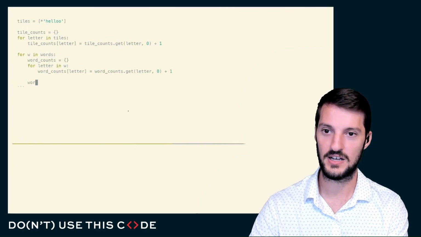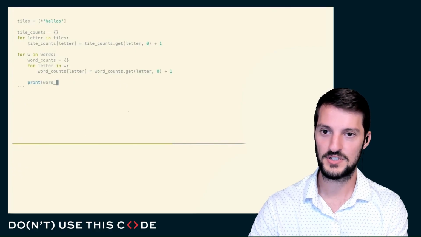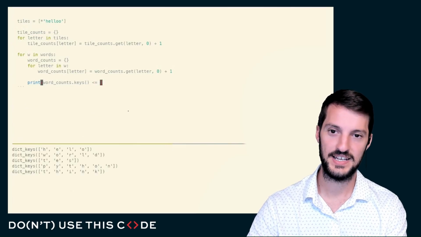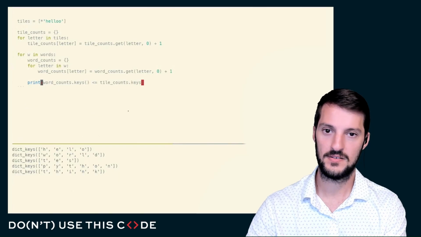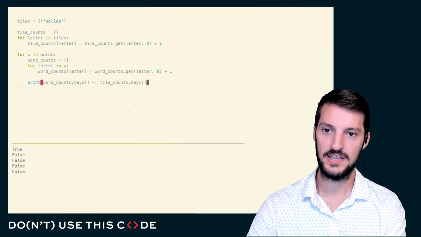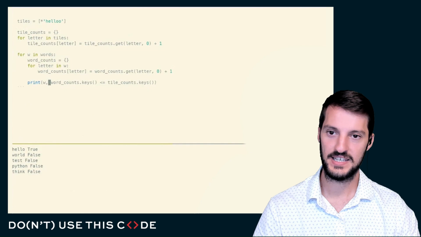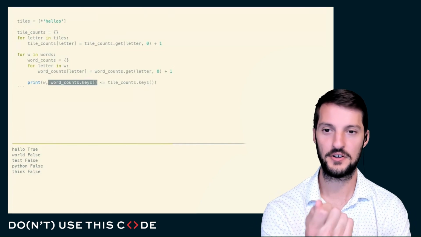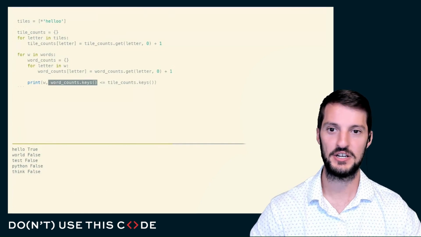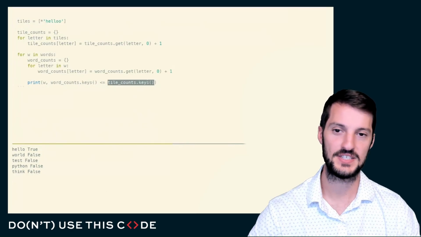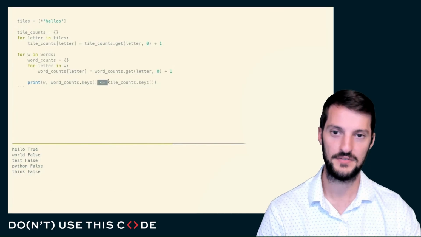I'll print this out first: print word counts, and I'll use the dot keys here, just so you can see what this looks like. I can actually test if, and I'll print my word, whether or not each letter in my word counts dictionary is also available, at least in my tile counts. And this less than or equal sign is doing a lot of heavy lifting for us.